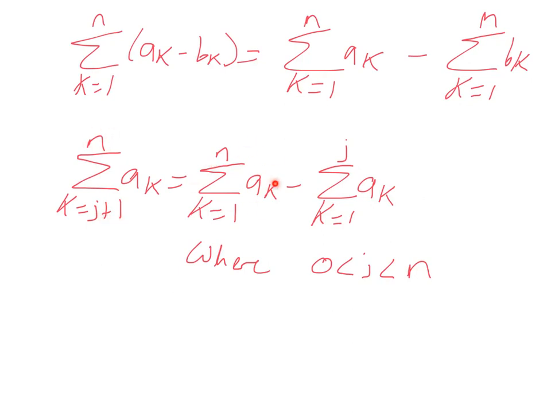This is the entire sequence from 1 to n of all of them. This is just the ones between 1 and j. j is some number less than n. If I subtract all the terms from 1 to j, what's left over are just the terms from j plus 1 to n. So that sort of makes sense. It's just a subtraction operation, essentially, with the indices.